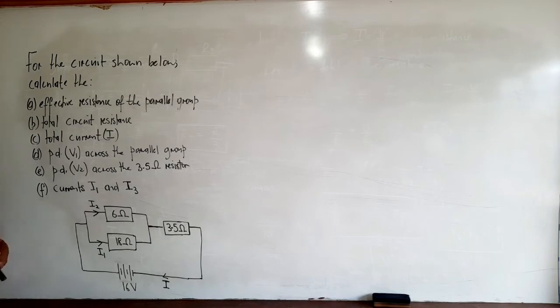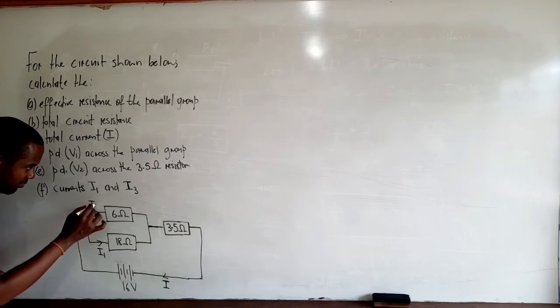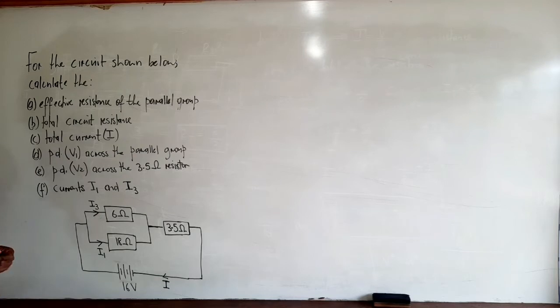So let's look at this question. We have a circuit, and it says for the circuit shown below, calculate A, effective resistance of the parallel group, B, total circuit resistance, C, total current I, D, PD V1 across the parallel group, E, PD V2 across the 3.5 ohm resistor, and F, current I1 and I3.